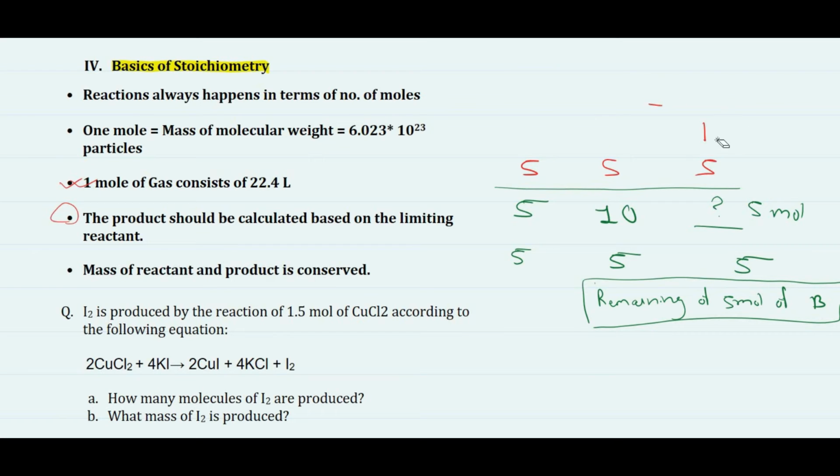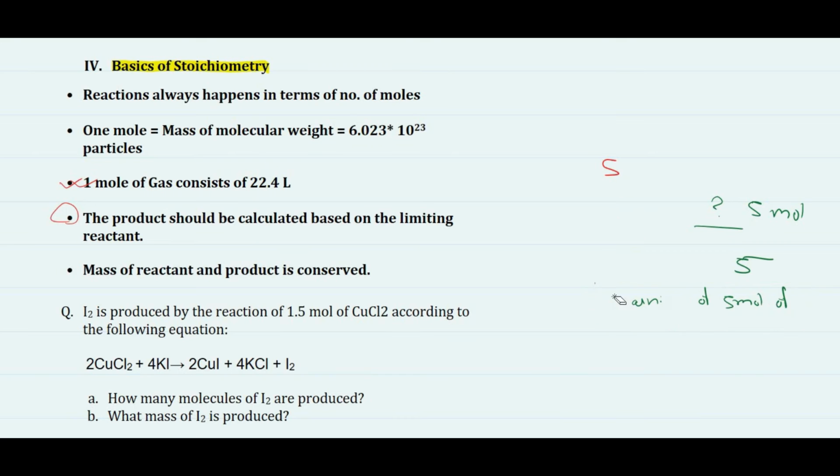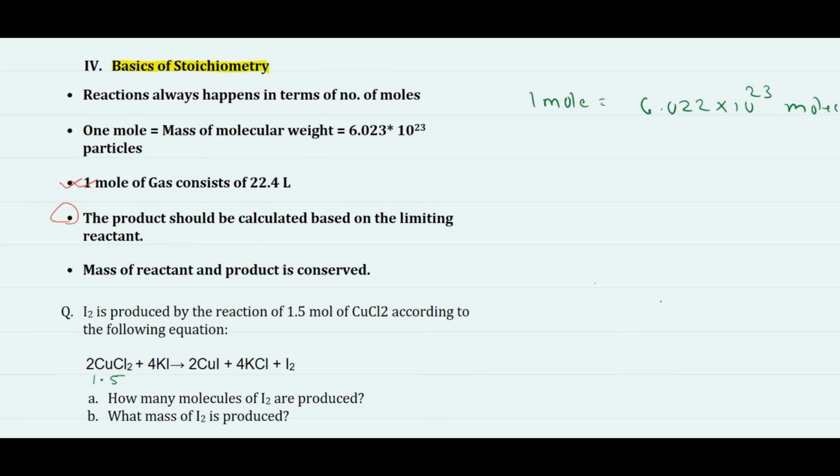Now, in order to illustrate this, I have an example problem for you. So let's solve that. I2 gas is produced by the reaction of 1.5 moles of CuCl2 according to the following equation: CuCl2, given as 1.5 moles, plus 4 KI gives 2 CuI plus 4 KCl plus I2. How many molecules of I2 are produced? In 1 mole, there would be 6.022 times 10 raised to the power 23 molecules, right? Let us first find out how many moles of iodine would be produced.